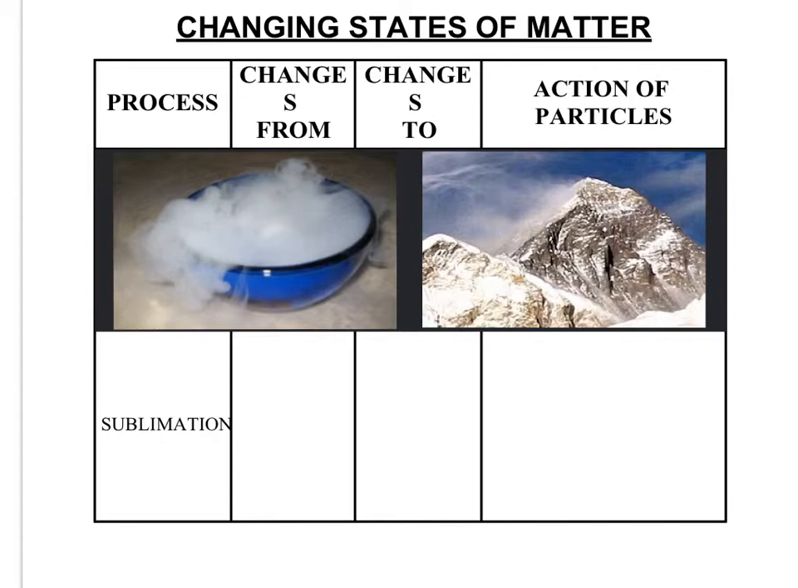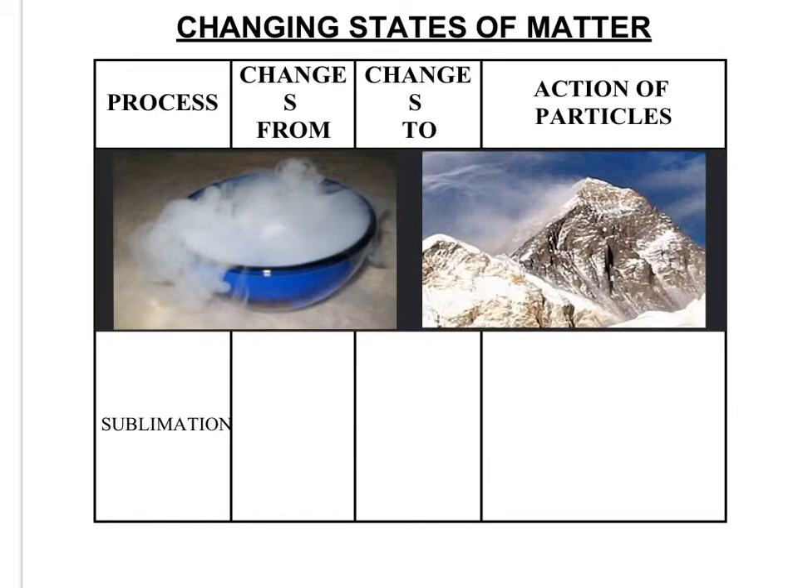Sublimation is our last process for changing states of matter. Dry ice goes through sublimation, and so does actually Mount Everest, and it all has to do with the perfect setting on Mount Everest. They said the Chinook winds enable it to go from a certain state of matter to another state of matter.